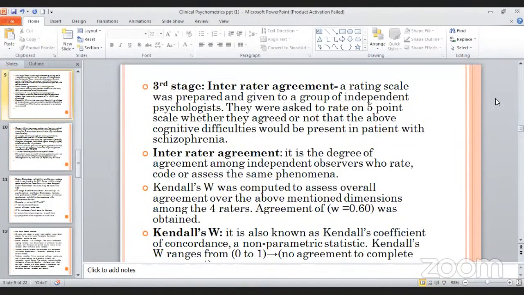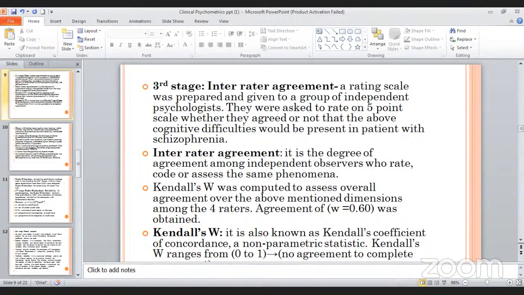The third stage is the inter-rater agreement. A rating scale was prepared and given to a group of independent psychologists, and they were asked to rate on a 5-point scale whether they agreed or not that the above cognitive difficulties would be present in patients with schizophrenia. So she had found nine cognitive difficulties, and after that she prepared a rating scale and gave it to the raters so that they could rate whether they agreed or not that the nine cognitive difficulties would be present in patients with schizophrenia.